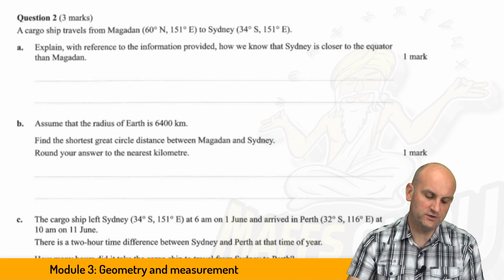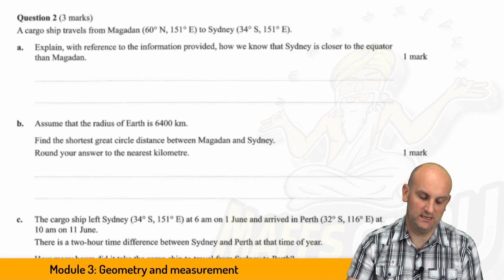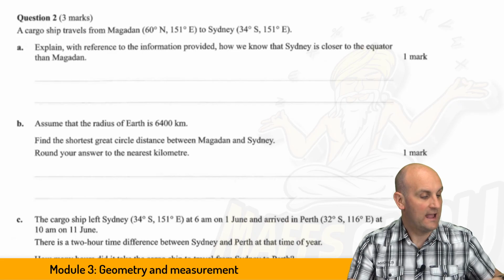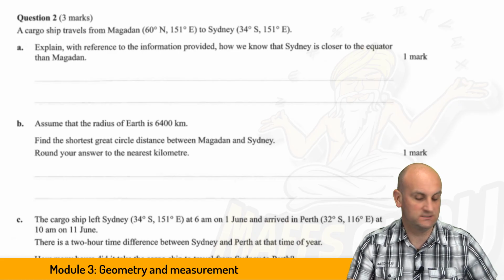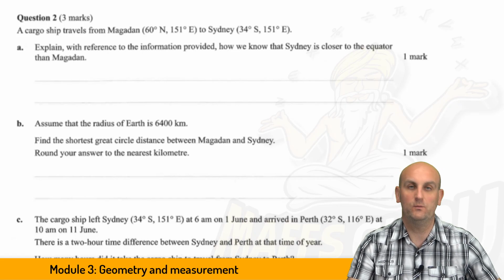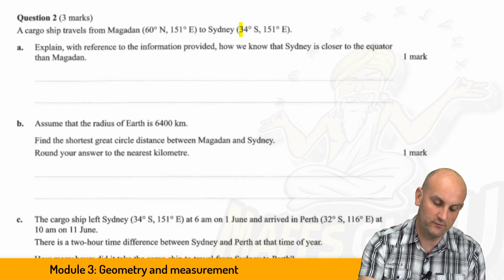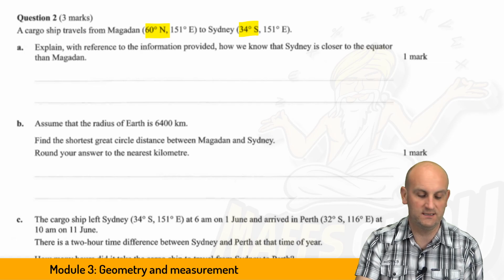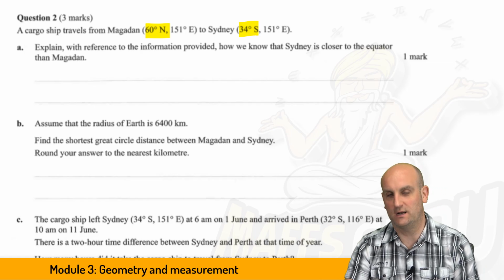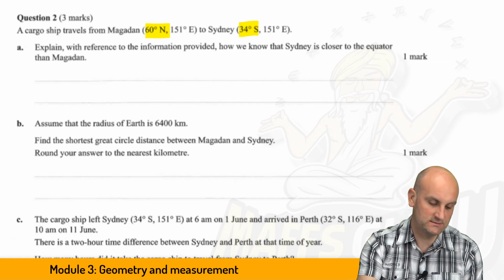Question number 2, a cargo ship travels from Magadan to Sydney. Explain with reference to the information provided how we know that Sydney is closer to the equator than Magadan. Well, we know that the equator is on our great circle. But the point of it is, as I say here, Sydney is 34 degrees below the equator, and Magadan is 60 degrees above the equator. And 34 degrees is closer than 60 degrees.